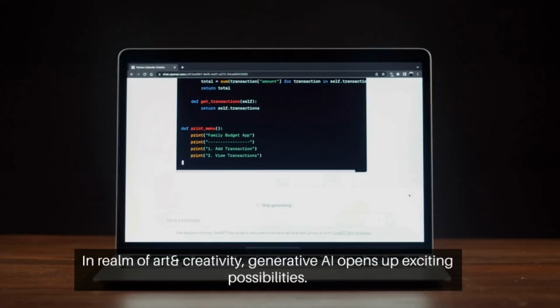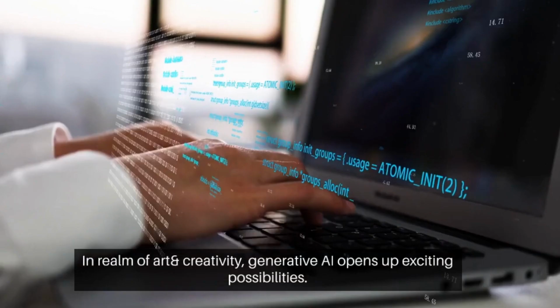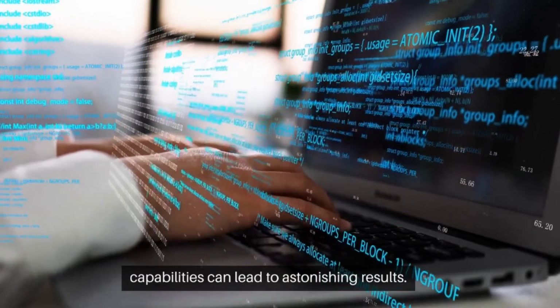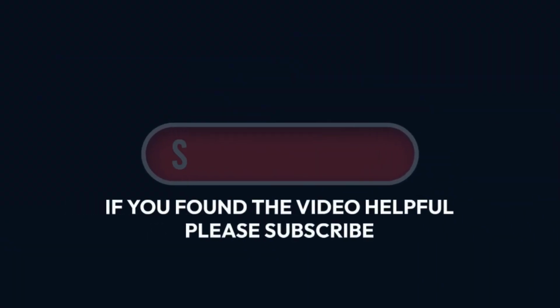In the realm of art and creativity, generative AI opens up exciting possibilities. This fusion of human creativity and AI's generative capabilities can lead to astonishing results.